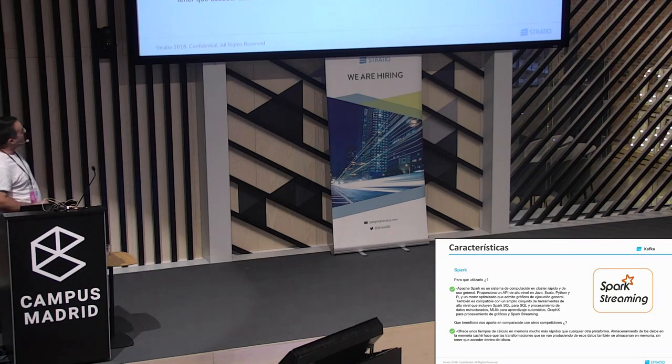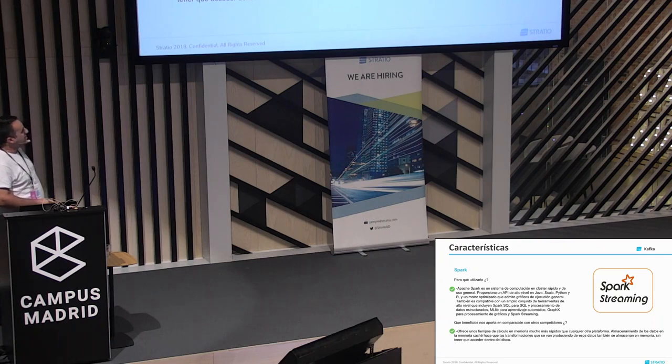Características de Spark. ¿Para qué lo usamos? Spark es un sistema de computación en clúster rápido. Tiene lo que es el ecosistema de Spark. Tienes librerías MLlib, tienes procesamiento de grafos y también tienes Spark Streaming.